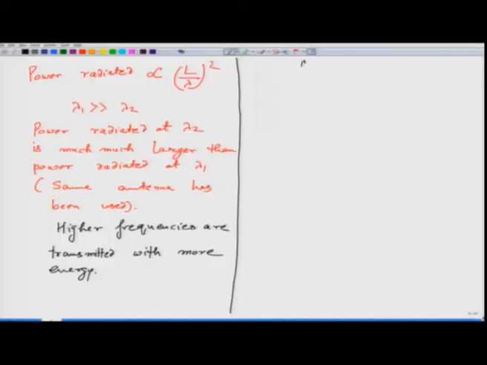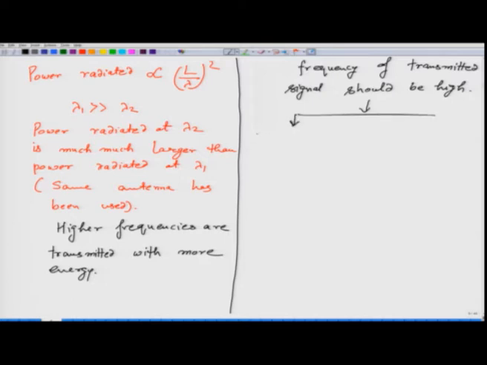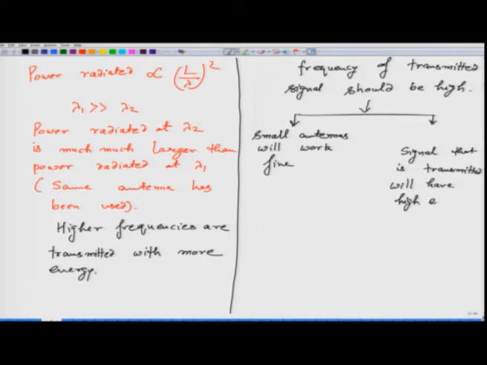So, we see that the frequency of transmitted signal should be high because of two reasons. The first reason is because at high frequencies small antennas will work fine, and the second thing is that the signal that is transmitted will have high energy.